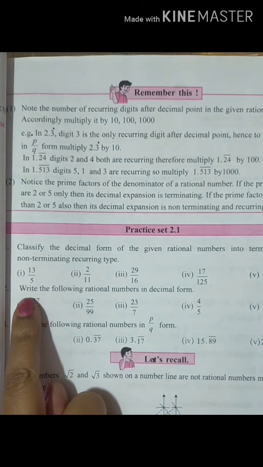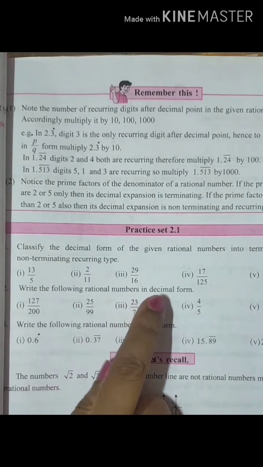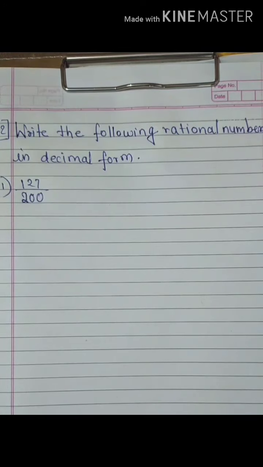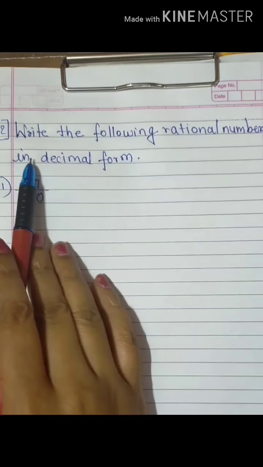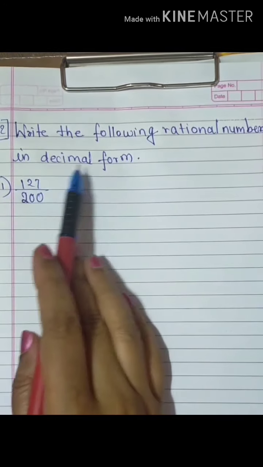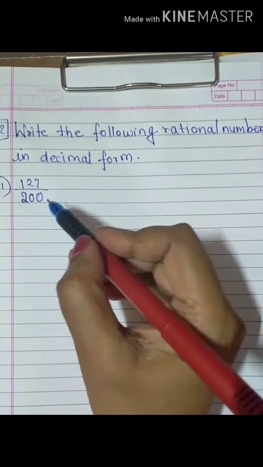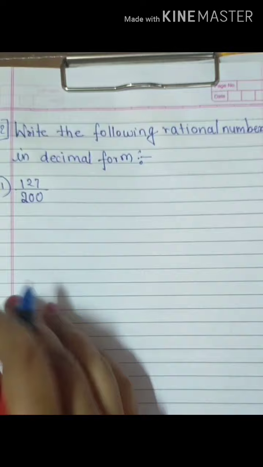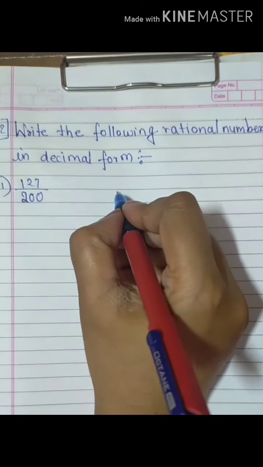Question number 2. Write the following rational number in decimal form. So we have to convert this in decimal form.